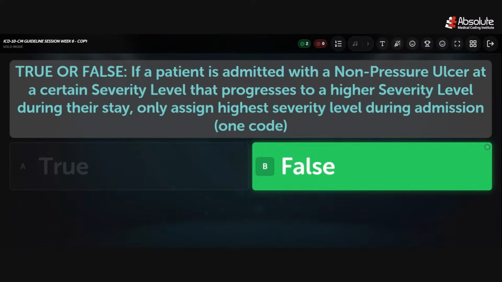You're going to code one for the ulcer's site and severity at the time of admission, or present on admission, and the second for the site and highest severity level reached during the admission. So the code for the present on admission should be sequenced first. And again, I will reference this exact guideline when we go over it in the PowerPoint later. So if you caught that one, great job.